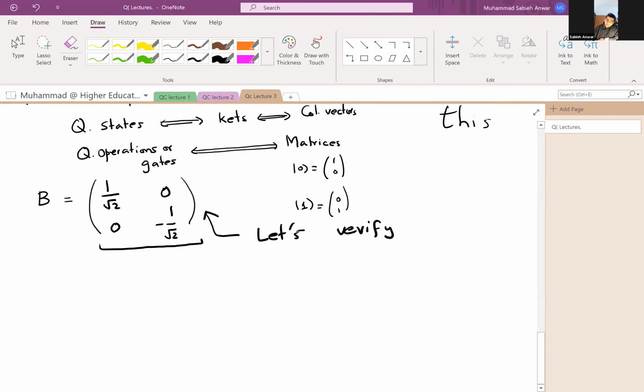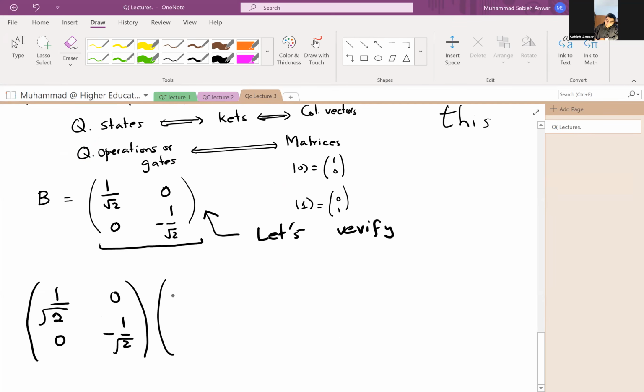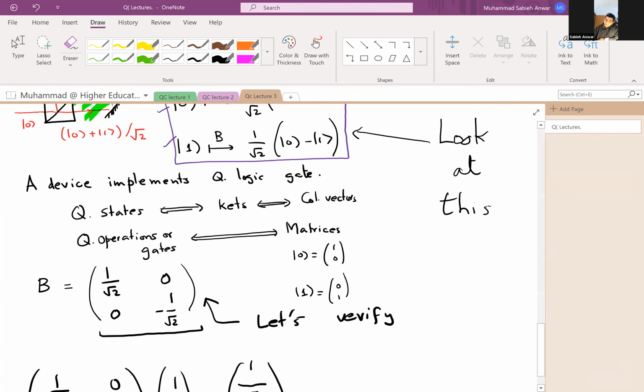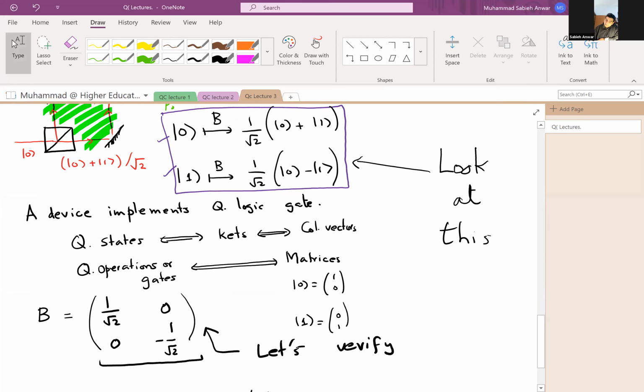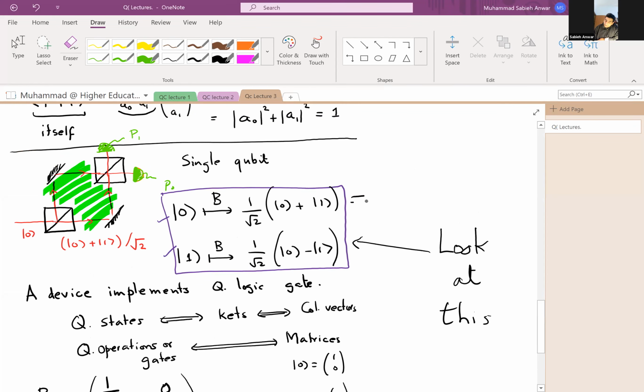So this is your candidate B. Now if I have this B and it acts on ket 1 0, which is 1 0, let me see what the output is going to be. It's going to be 1 over under root 2. So is this the correct output? What should my output be? No, it's not. My output should be, let me write down the output.